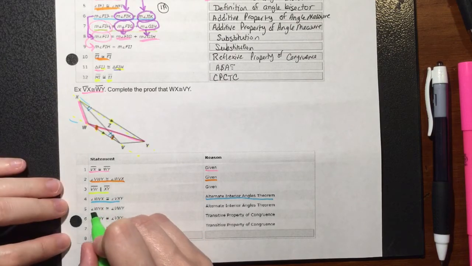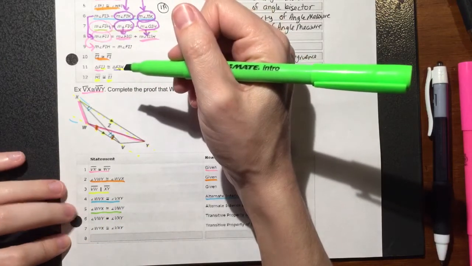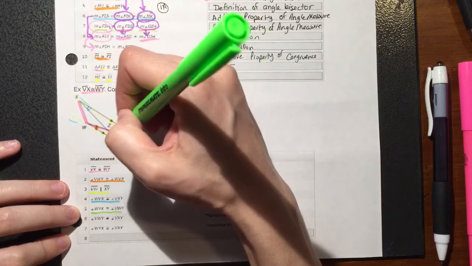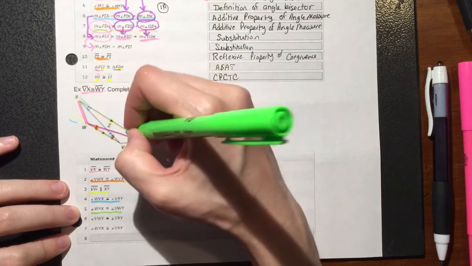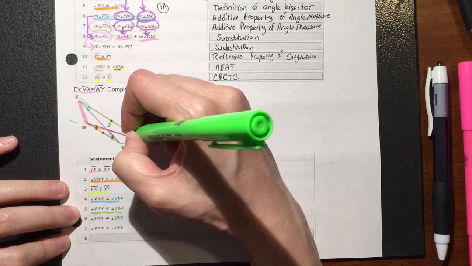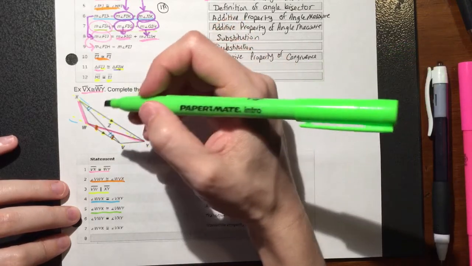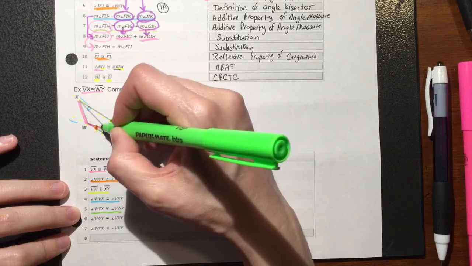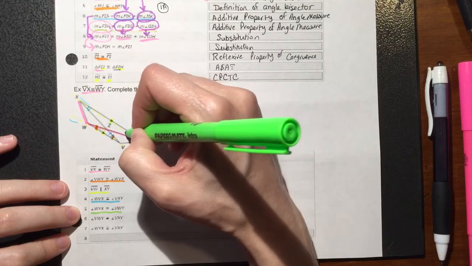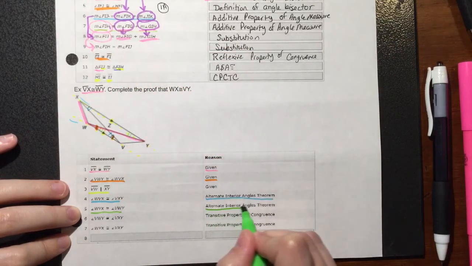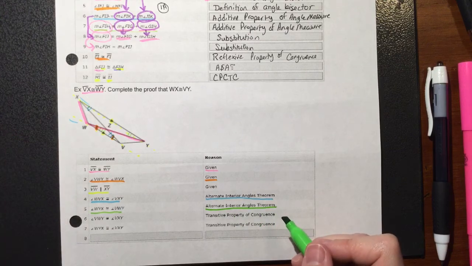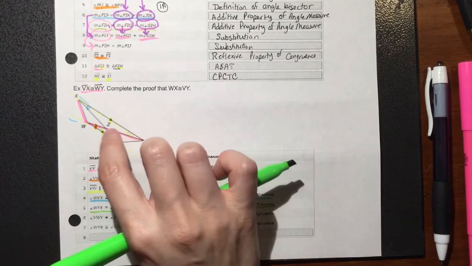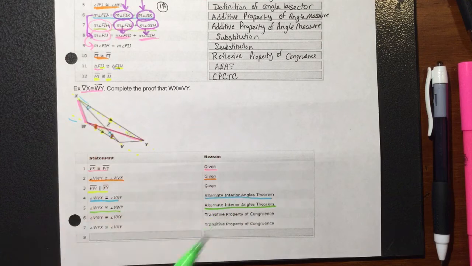Looking at the next one they give us, angle WYX. So that angle right there is going to be congruent to VWY, so that angle right there, by the alternate interior angle theorem. So we're looking angle there, angle there, angle there, and angle there.